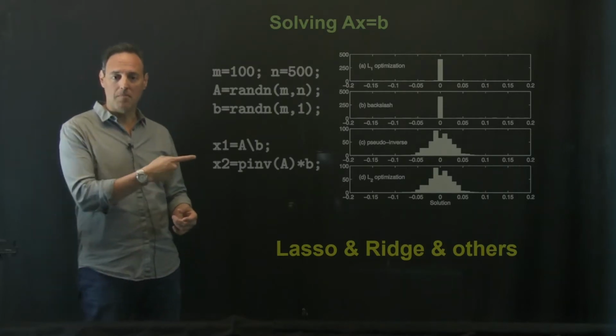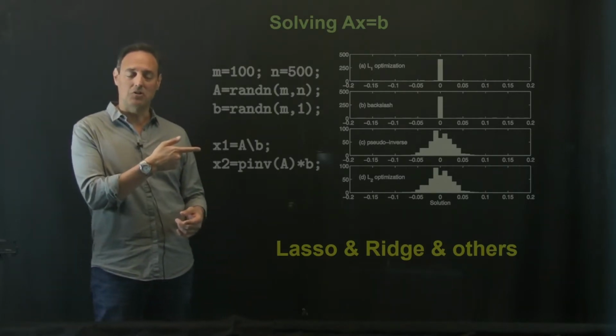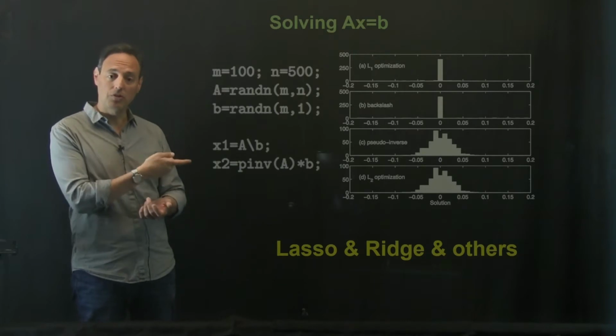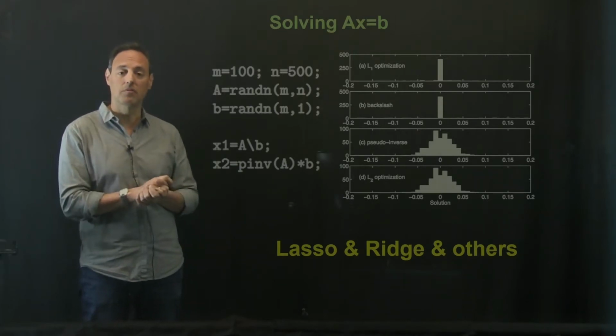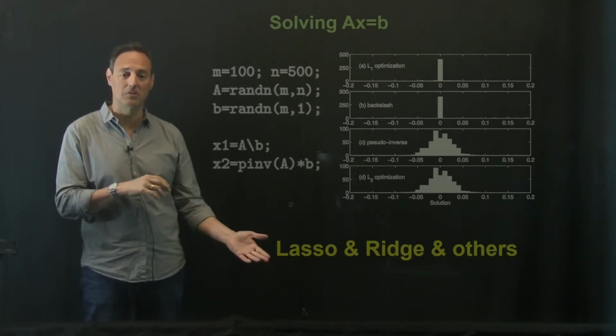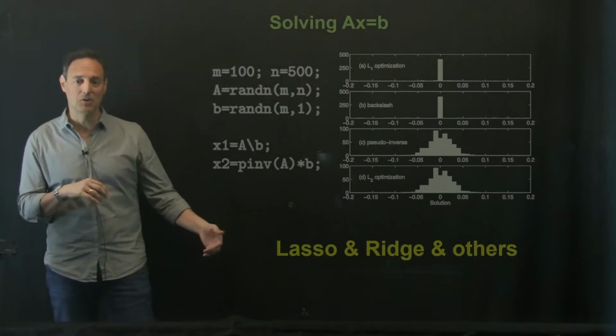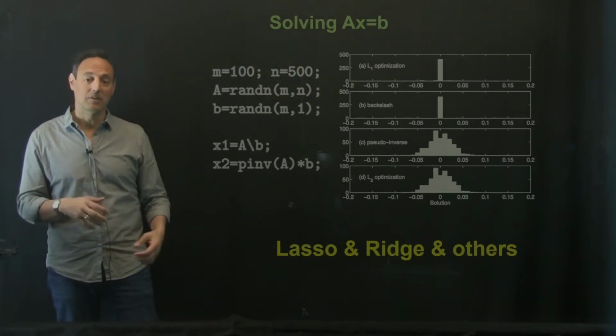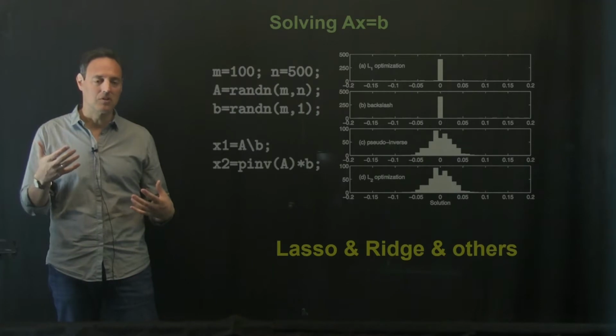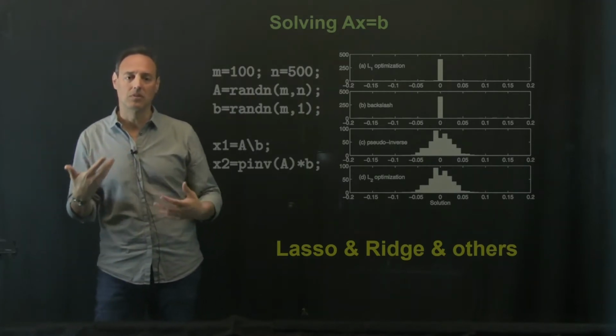Now, normally in MATLAB, you might just use your backslash command. Or you could use something like this, which is a pseudo-inverse. And actually, there are a lot of other Ax equal to b solvers available in MATLAB: Lasso, Ridge, Robust Fit, a lot of Ax equal to b solvers, all of them giving you something slightly different.